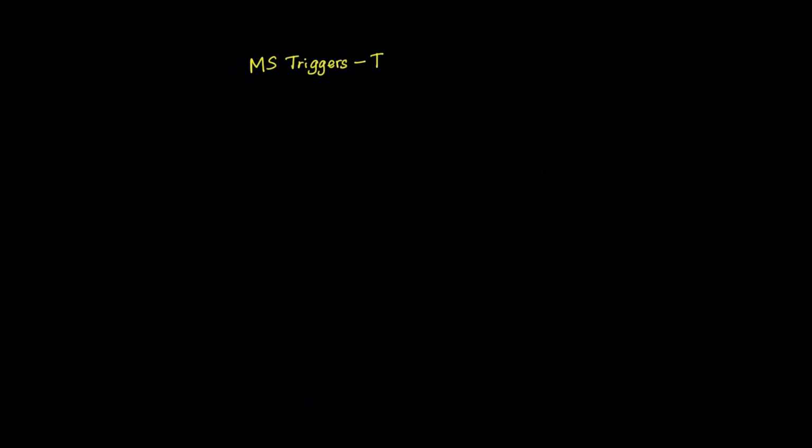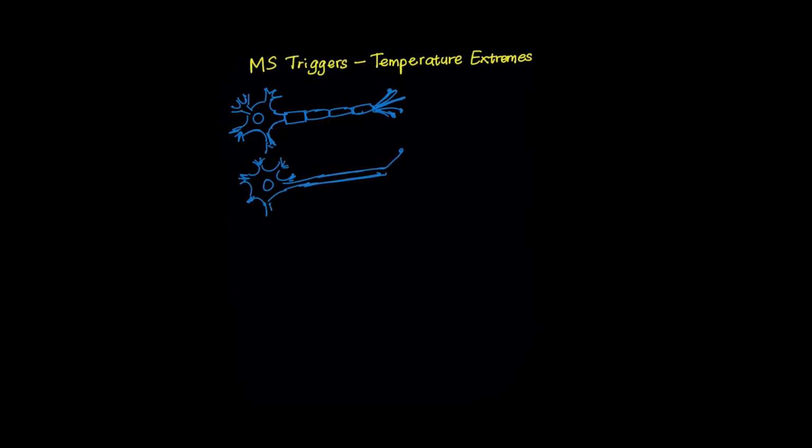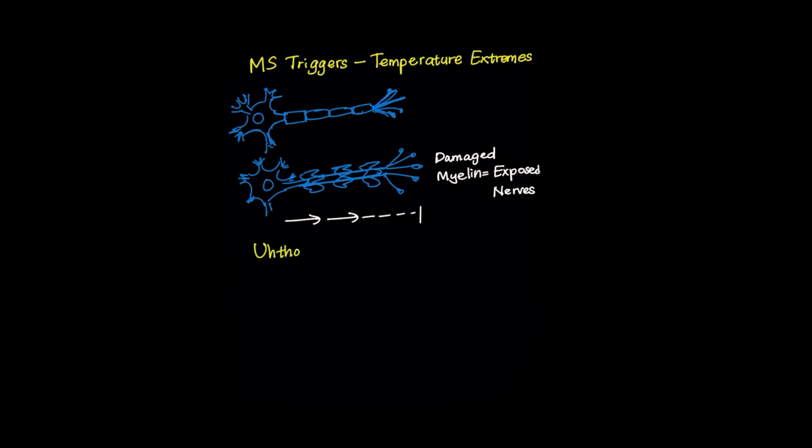Temperature extremes are the number one trigger for MS exacerbations, and here's why. Multiple sclerosis destroys the myelin sheath that insulates nerve fibers, like stripping the rubber coating off electrical wires. When these exposed nerves encounter heat, even small temperature increases slow down or completely block nerve signal transmission. This phenomenon, called Uhthoff's sign, can temporarily worsen all MS symptoms, including vision problems, muscle weakness, and coordination issues.